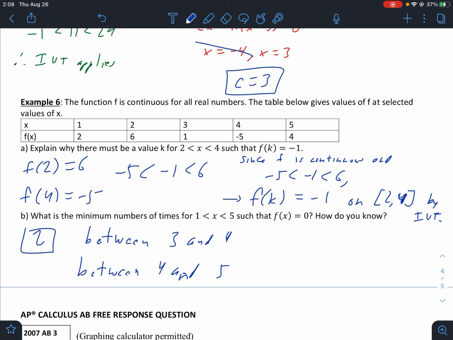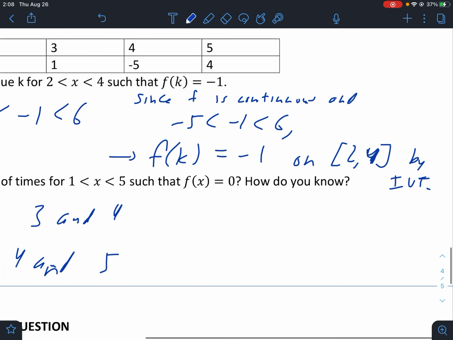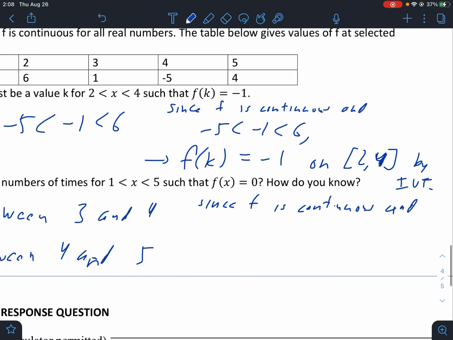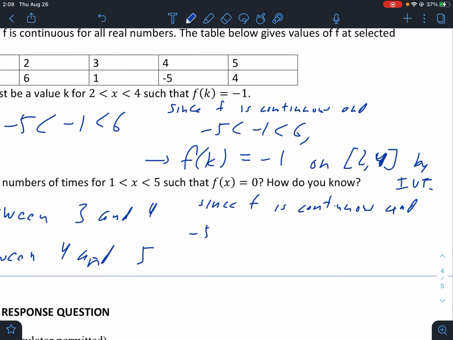So how do we know that? Because of the IVT. Because this function is continuous. All right? So since f is continuous, and since 0 is in between these numbers, and 0 is in between these numbers, it has to happen twice because of the IVT.